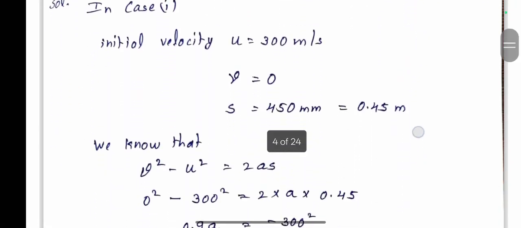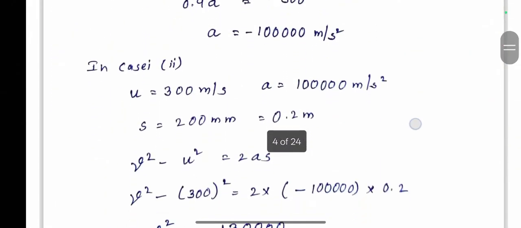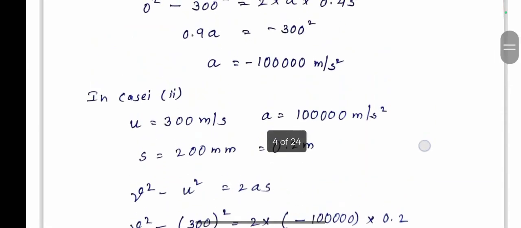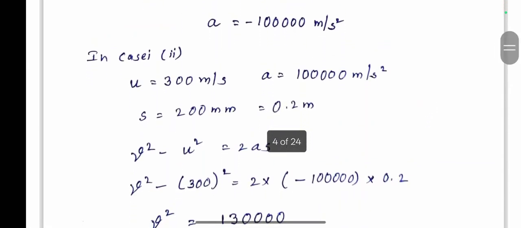Next, we will take the second case. In the second case, initial velocity is the same, u is equal to 300 meters per second. Acceleration we have found out, minus 1 lakh meters per second square. s is the distance, 200 mm. So here we need to find the velocity.